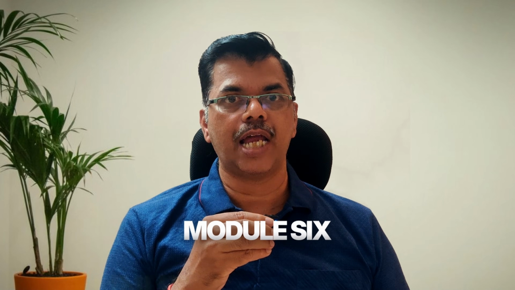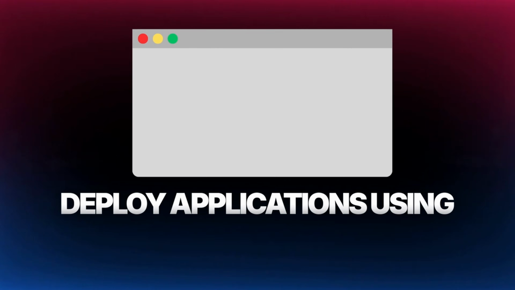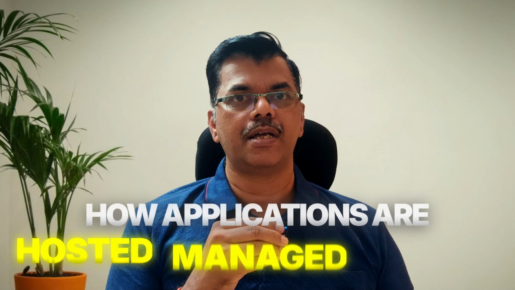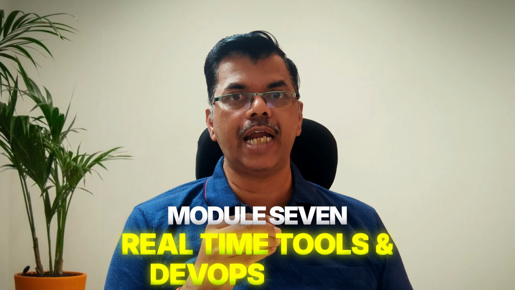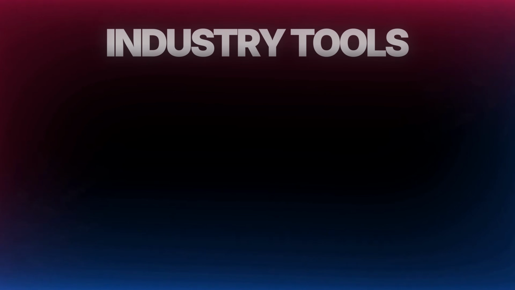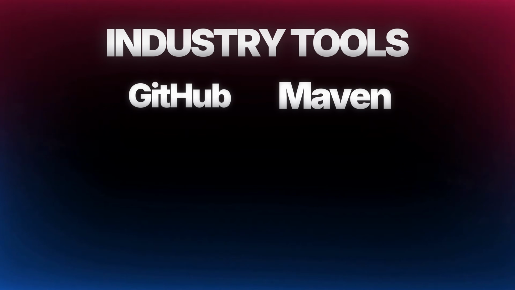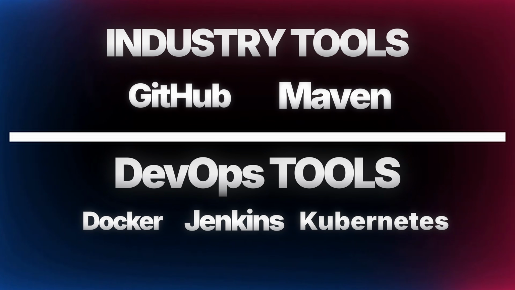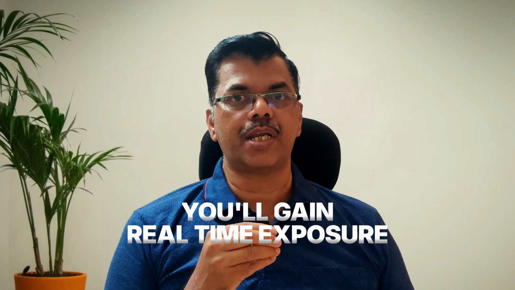Module 6 Linux and AWS Cloud. Learn how to deploy applications using Linux and AWS Cloud services. You will understand how applications are hosted, managed, and scaled. Module 7 Realtime Tools and DevOps Tools. Work with industry tools like GitHub, Maven, and DevOps tools like Docker, Jenkins, and Kubernetes. You will gain real-time exposure with these tools.